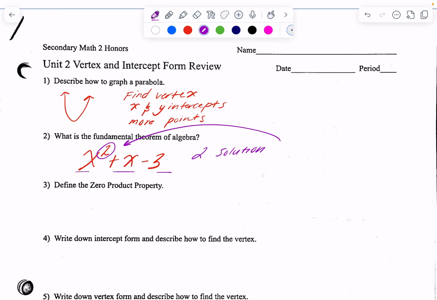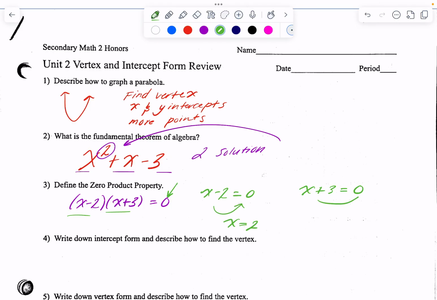So the zero product property says if you have a polynomial that's in factored form, quadratic we're dealing with in this unit, but it's all polynomials. If it's factored like this and set equal to 0, as long as it's set equal to 0, we can set each individual factor equal to 0, and we can just solve. So you'd add 2, subtract 3. So it just says if it's equal to 0, you can just split it apart.